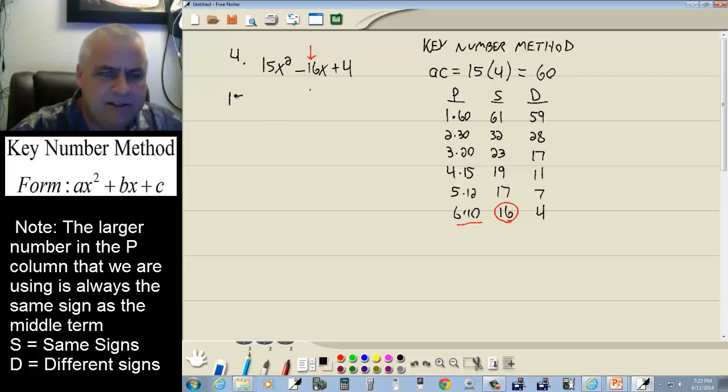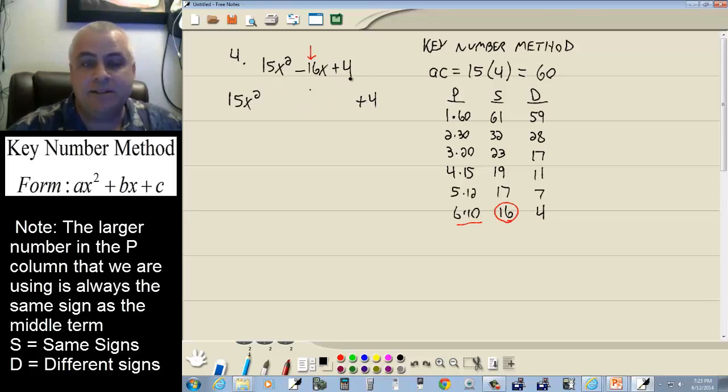Now what we do with that is different than before. PSD method, we just wrote down our answer. This time, the first term remains the same, the last term remains the same. We're going to rewrite our middle term using those two numbers. Now our notes on our sign still hold true. The larger number in the P column we're using, which is the 10, will always be the same sign as the middle term, which in this problem is negative. So we've got negative 10x. The number with circles in the S column, S for same signs. Since the 10 was negative, then the 6 will be negative.